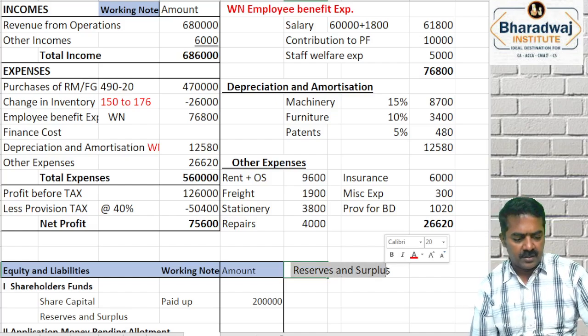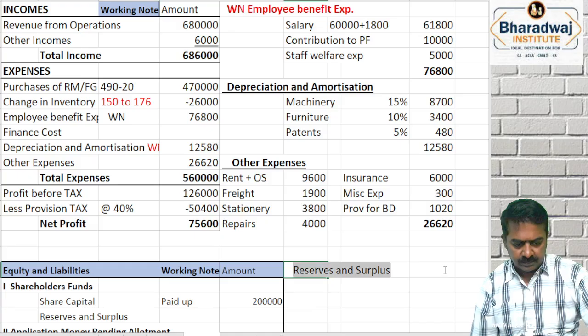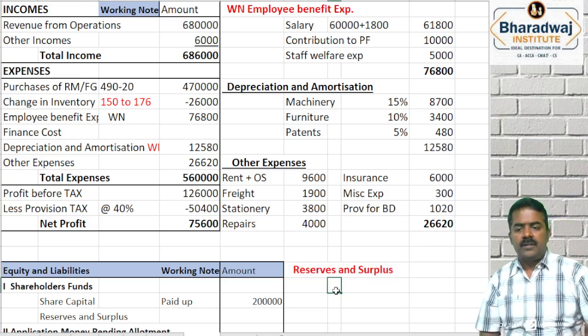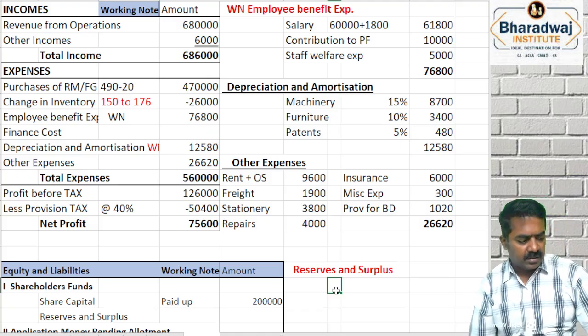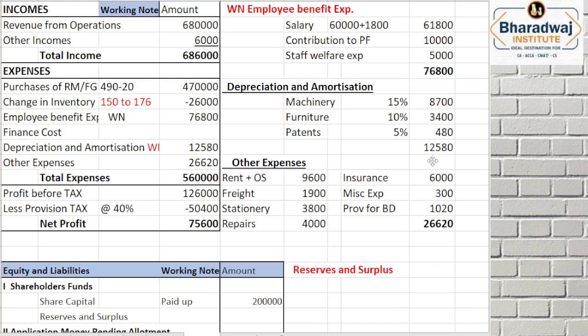All of that, P&L, reserves and surplus, we adjust when writing the working notes. Okay, sir. Okay, take up this P&L account and try to work out reserves and surplus. Try to do the working note for reserves and surplus.